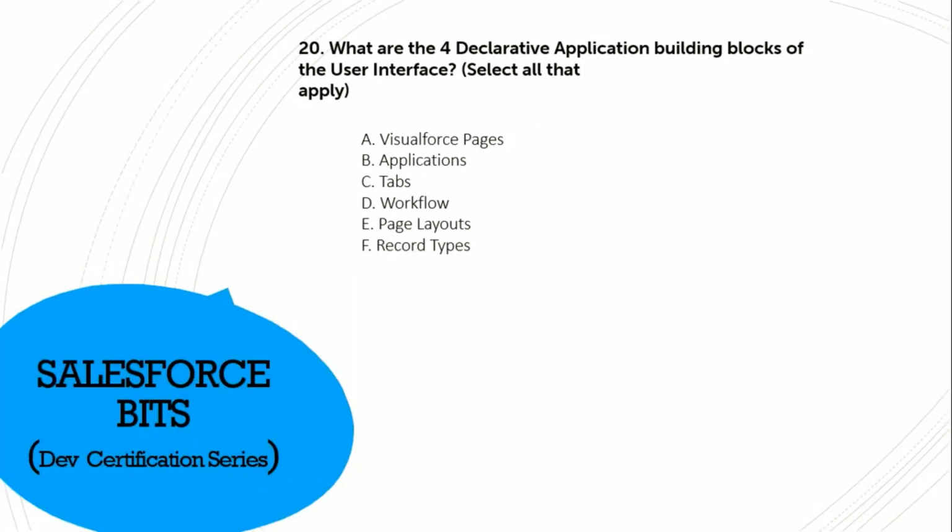What are the four declarative application building blocks of user interface? This is for the user interface, and they are application, tabs, page layout, and record types. So these are the declarative building blocks of user interface.